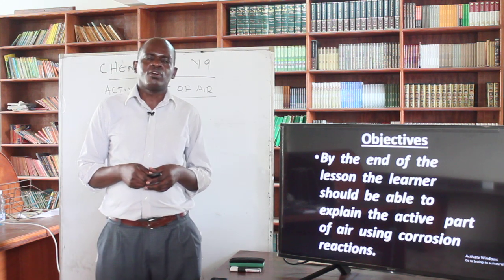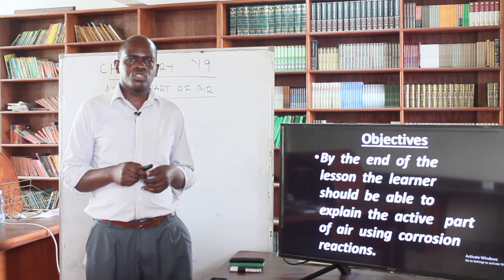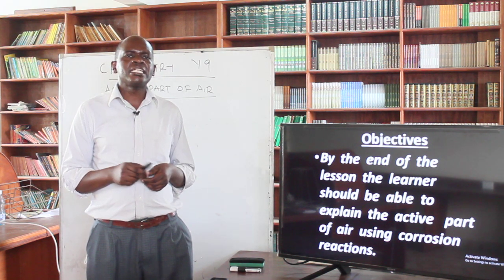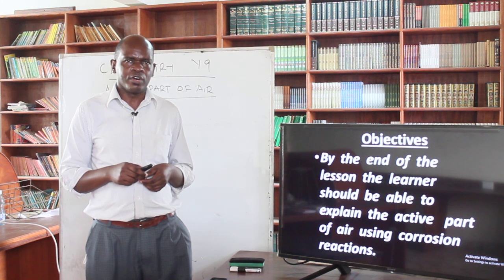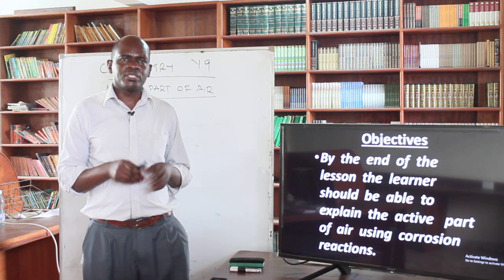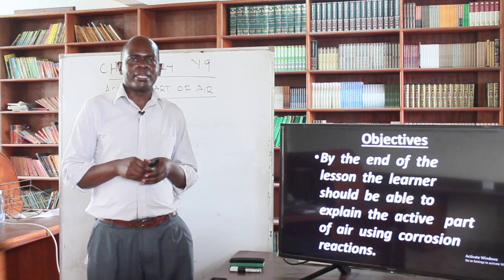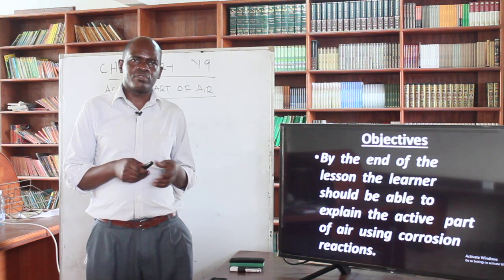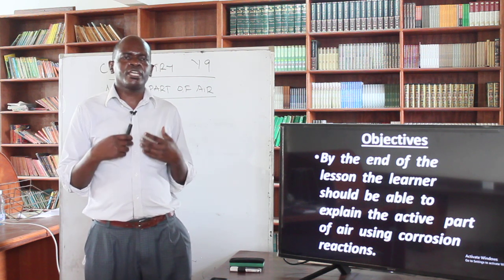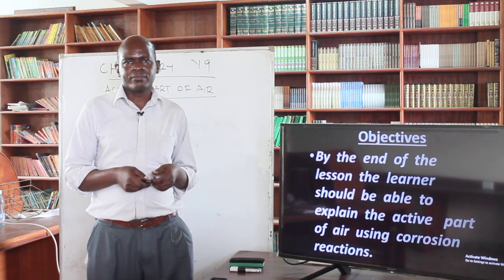Now, the objective of our lesson today is that at the end of the lesson, we should be in a position to explain the active part of air using reactions that involve corrosion. That means explaining oxygen as the active part of air. In this case, we shall be focusing on corrosion reactions to show how corrosion will only take place in the presence of oxygen and not in the presence of the rest of the gases.